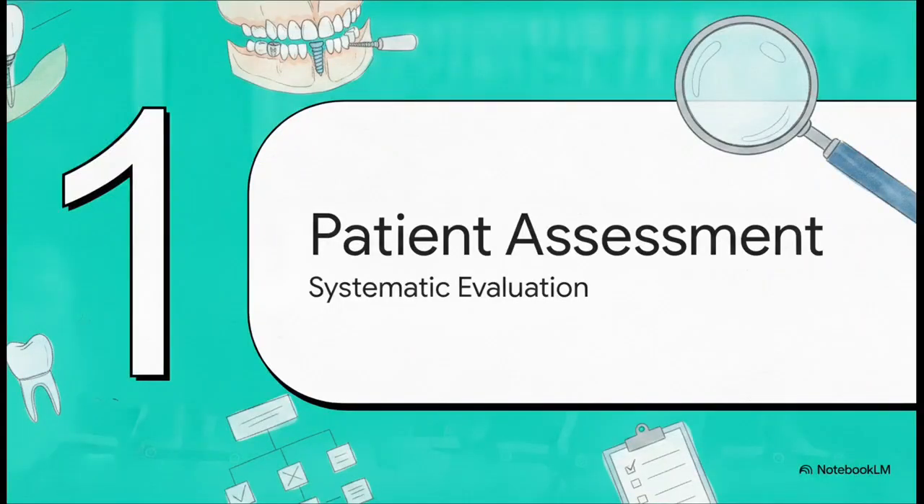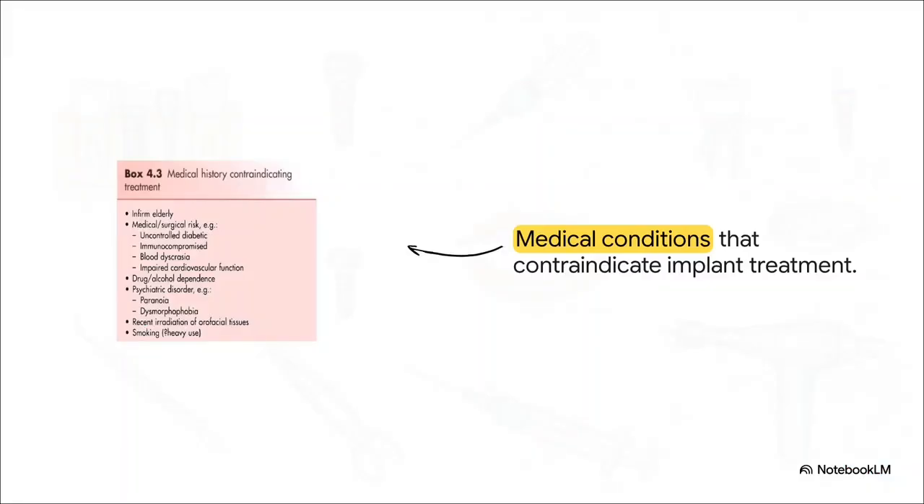Systematic Patient Assessment. Look, we're starting at square one because skipping a systematic evaluation is literally how nightmares happen in the clinic. Examiners want to see that you are a safe clinician before anything else. Definitely star this in your notes. These are the systemic conditions that critically mess with bone metabolism and wound healing. We're talking major red flags here: uncontrolled diabetes, being immunocompromised, blood dyscrasias, and impaired cardiovascular function. Oh, and don't forget psychiatric disorders like paranoia or dysmorphobia, plus drug or alcohol dependence.